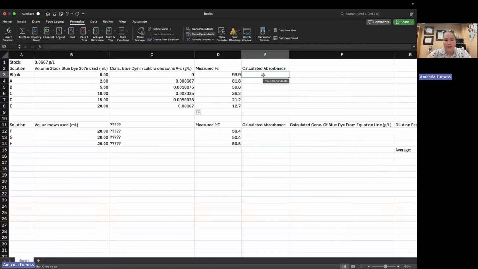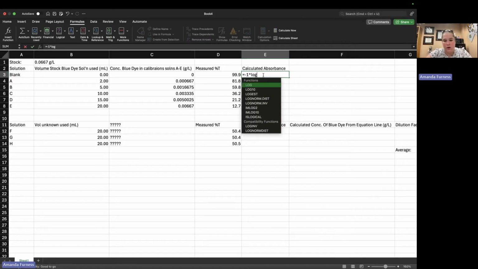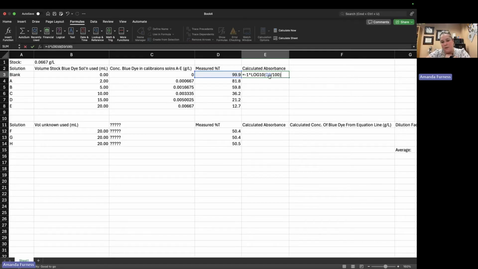So we then say that this is equal to, because we want the absorbance, negative 1 times the log, and we want log base 10 here, times the transmittance over 100, right? And this time for transmittance, we're selecting whatever is in our transmittance column, hit enter, and then again, we'll do the same thing and drag this down. So now I have all of my absorbance values, okay?